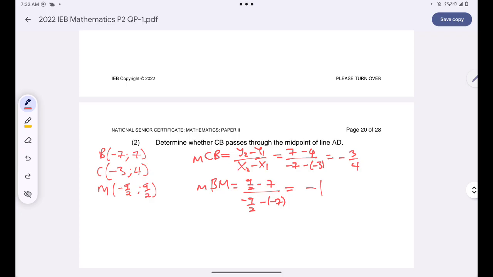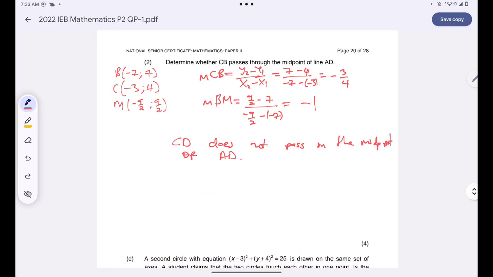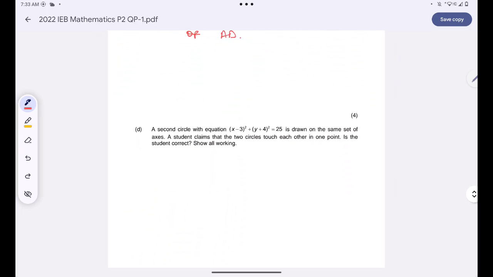So I can therefore conclude that CP does not pass on the midpoint of AD. Together, CP does not pass on the midpoint of line AD. That's my conclusion.